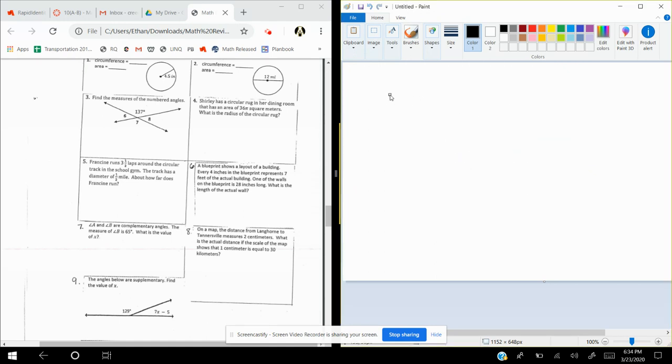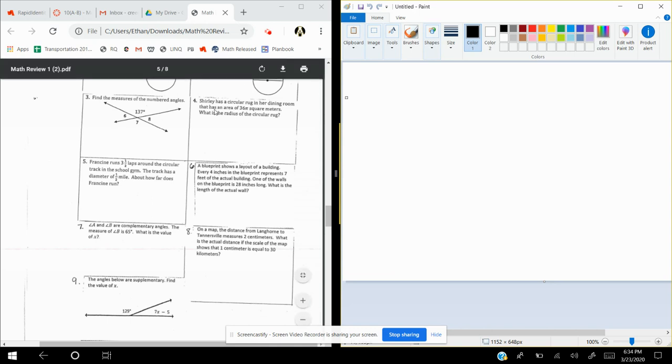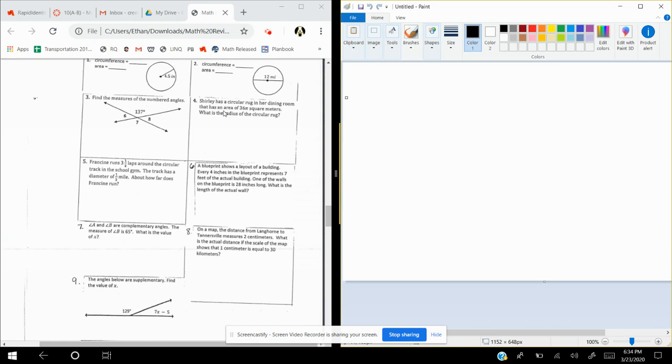Shirley has a circular rug in her dining room that has an area of 36 pi square meters. So area, okay, I'm sure that's pretty important. Area, 36 pi square meters. Okay, what is the radius of the circular rug? Well, if you remember, area is just pi times radius squared.